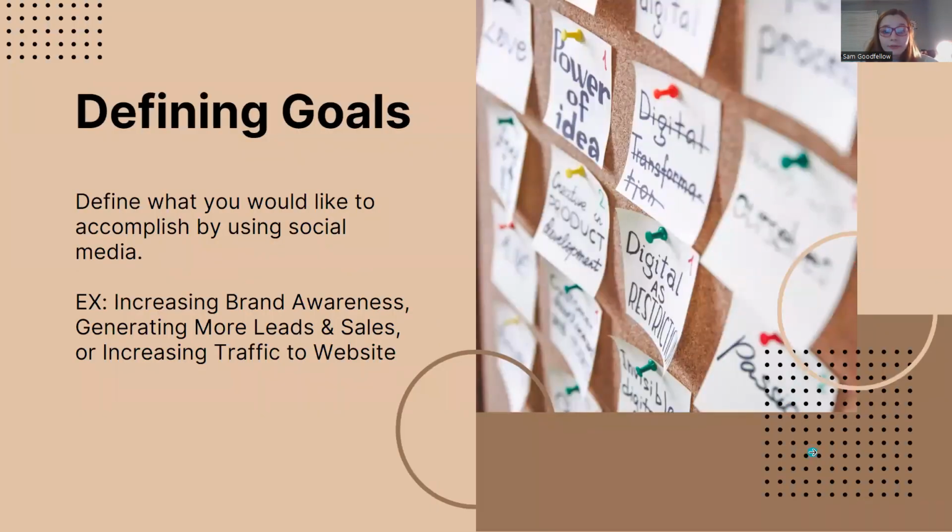So next we're moving into defining some of your goals. So define what you would like to accomplish with your social media, whether that be increasing brand awareness or generating more leads and sales, maybe diving into a new market if you have products that fit that, or even increasing traffic to your website. These are all things that you could set as goals, or you could also make up whichever goals you would see fit for your business as well.